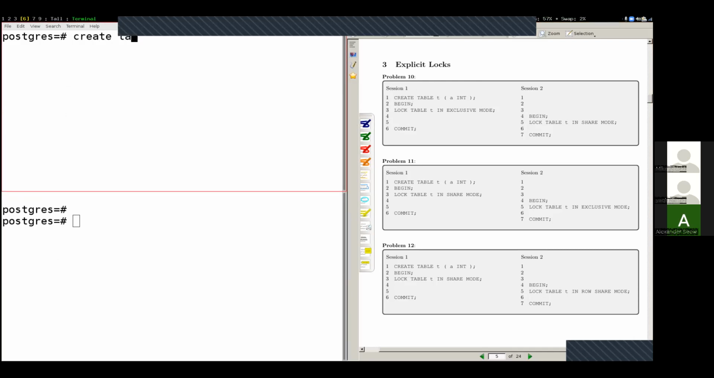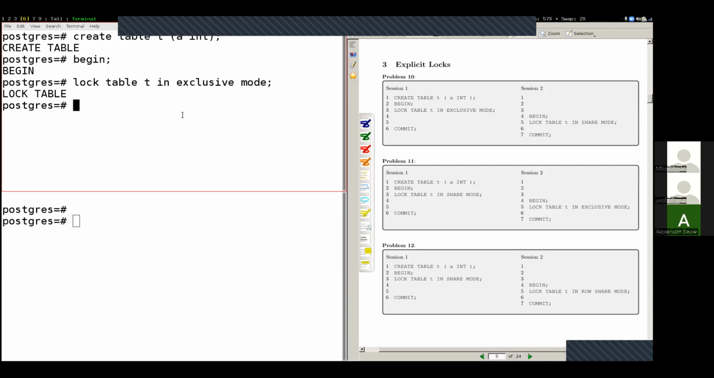So create table T (a int) like this, and begin, and then lock table T in exclusive mode like that. There we go. We get this lock table command down here. Now on the right-hand side in session 2, I'll do begin like this, and then lock table T in share mode.